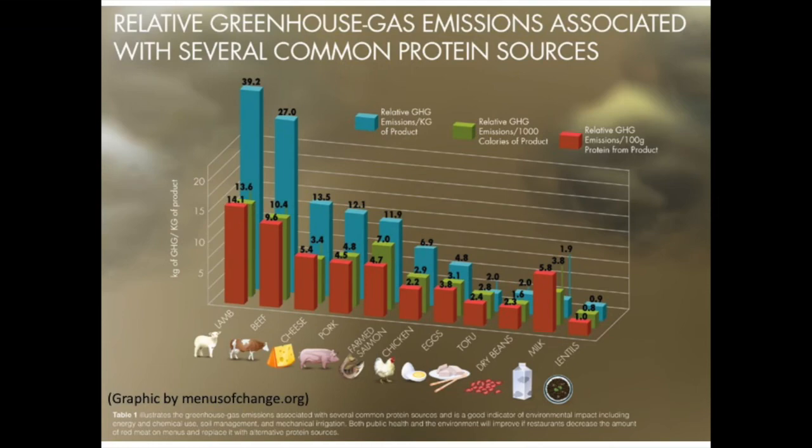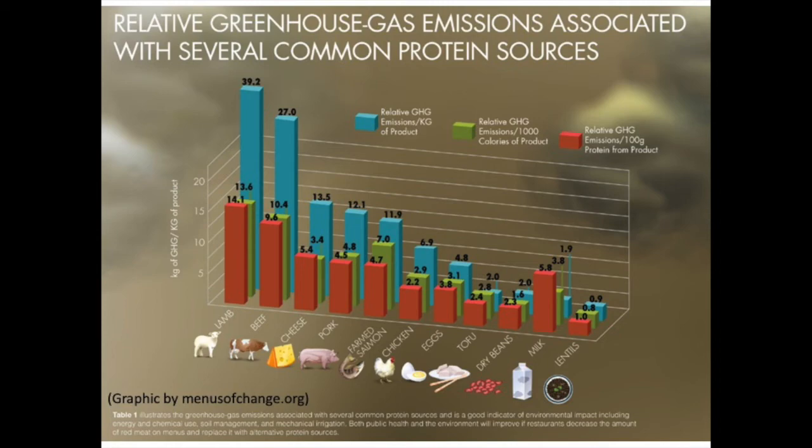Here's another fascinating system diagram, and it's pretty complicated, so you might want to pause and stare at it. But let me give you the highlights before you do. The blue bars represent how much greenhouse gases per kilogram of product. The green is how much greenhouse gases per 100 calories of product. And the red, which I think is the most significant point here, is the greenhouse gases per protein. And I think that's significant because most people argue that they need protein from meat.